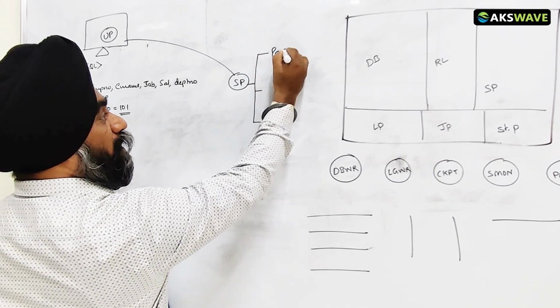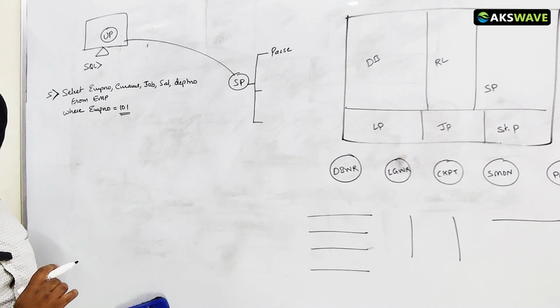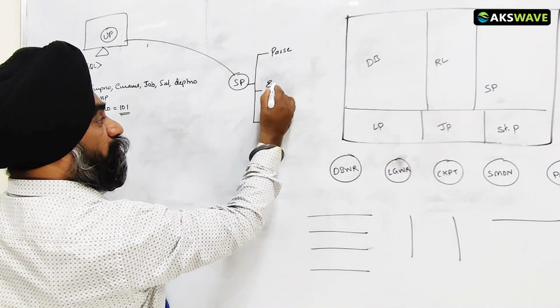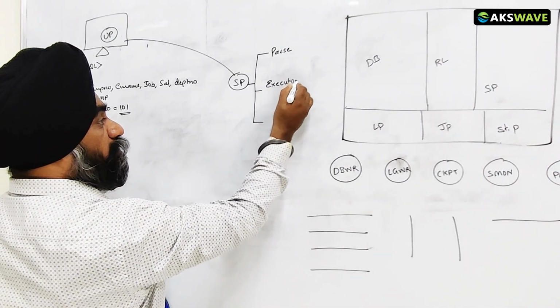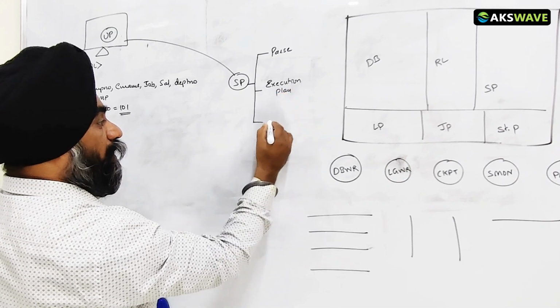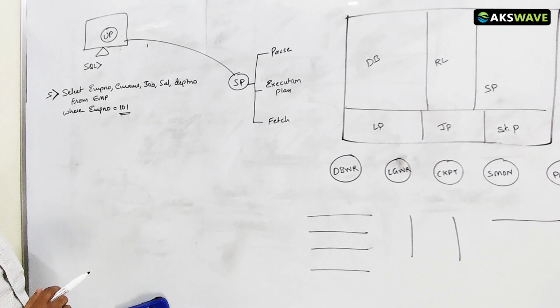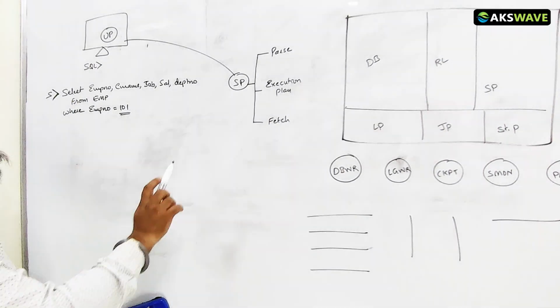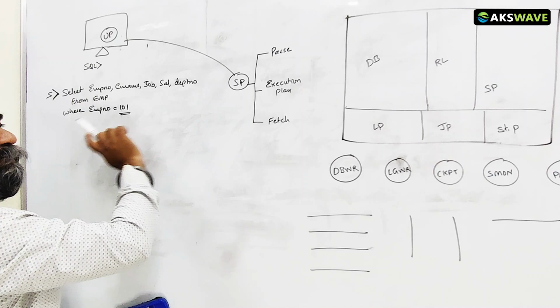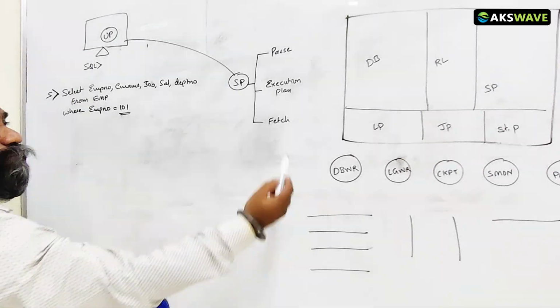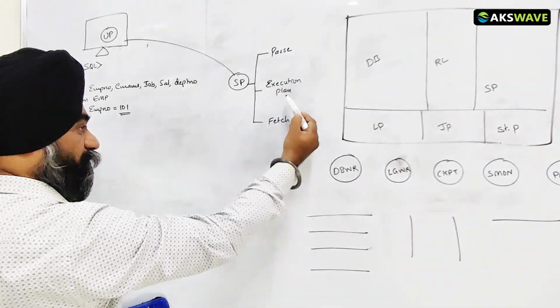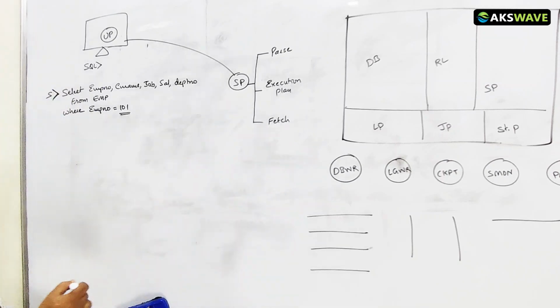One is called parse, parsing the statement. The second one is called execution plan. And the third one we call fetch. The three stages through which your server process will take each and every statement. What are those? Parse, execution plan, and the fetch operation. The first stage is what? Parse. Now, what do you mean by parsing?